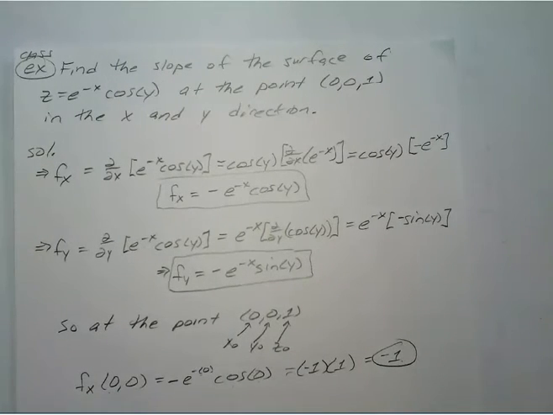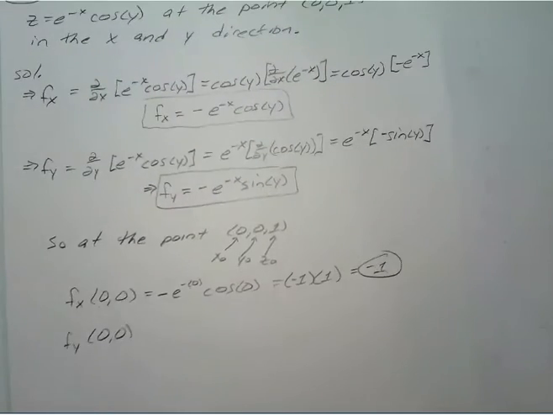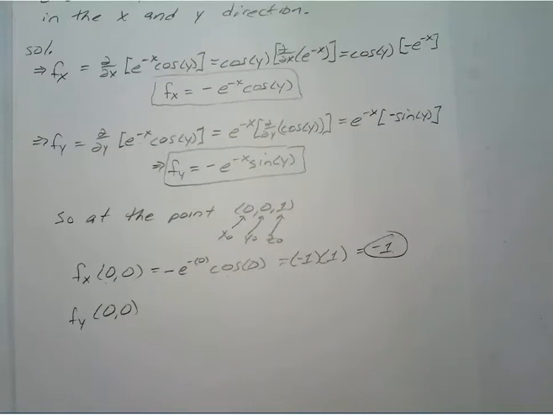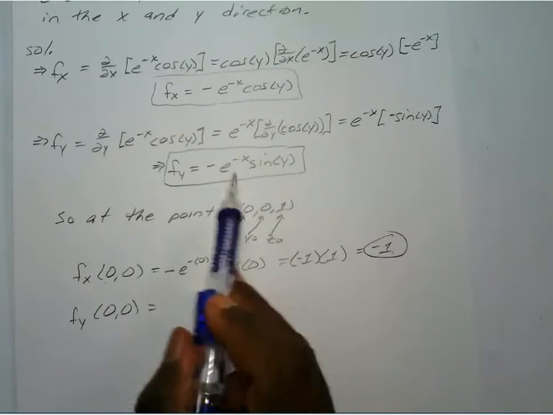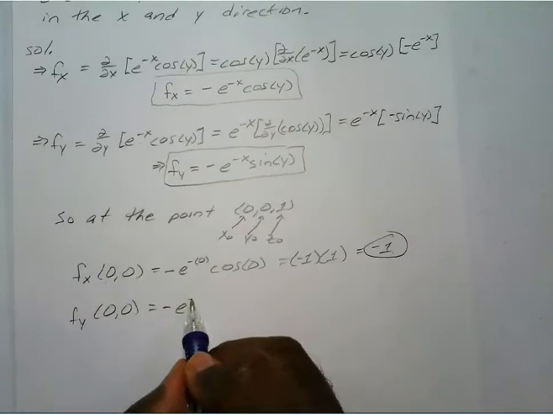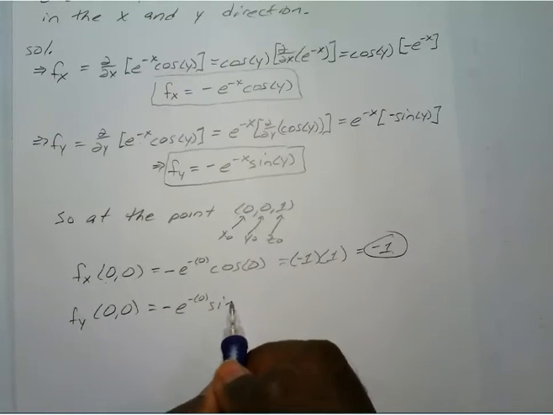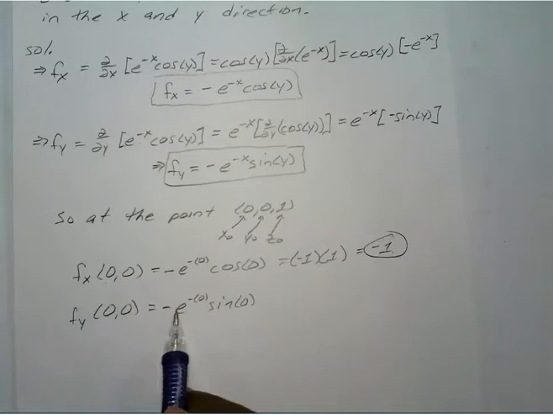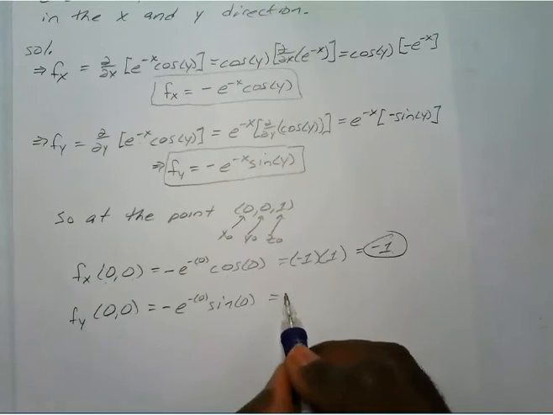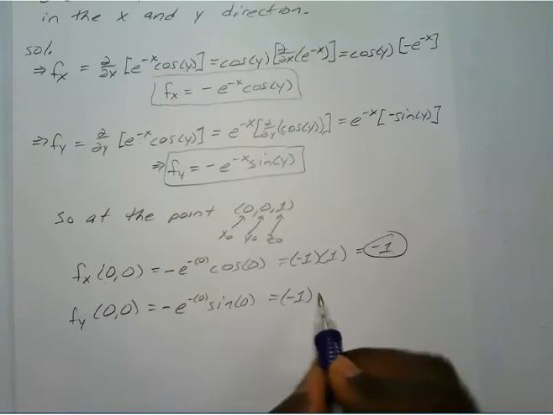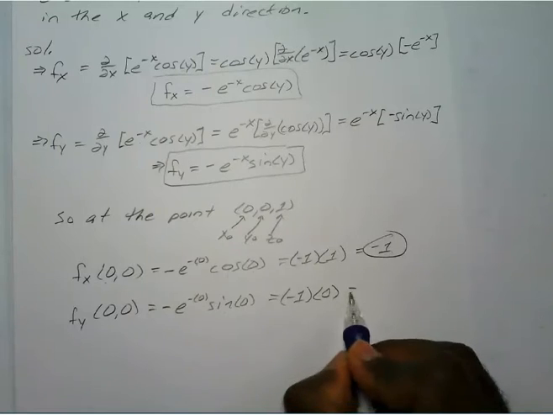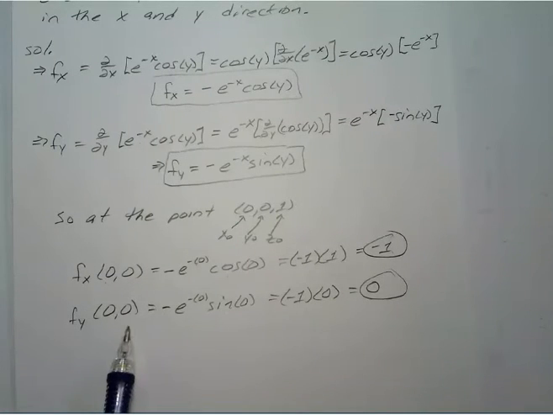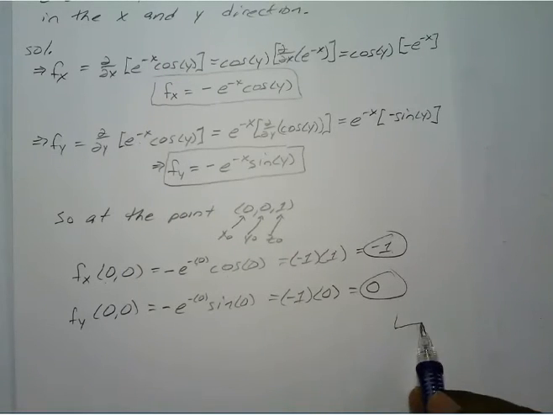Your partial with respect to y of 0, 0 is equal to negative e to the negative 0 times sine of 0. So it's your x0 and your y0. Okay, again, e to the negative 0 with the negative there gives you negative 1. And sine of 0 is 0. So our slope at that point in the y direction is 0. Or in this case, just a horizontal line.